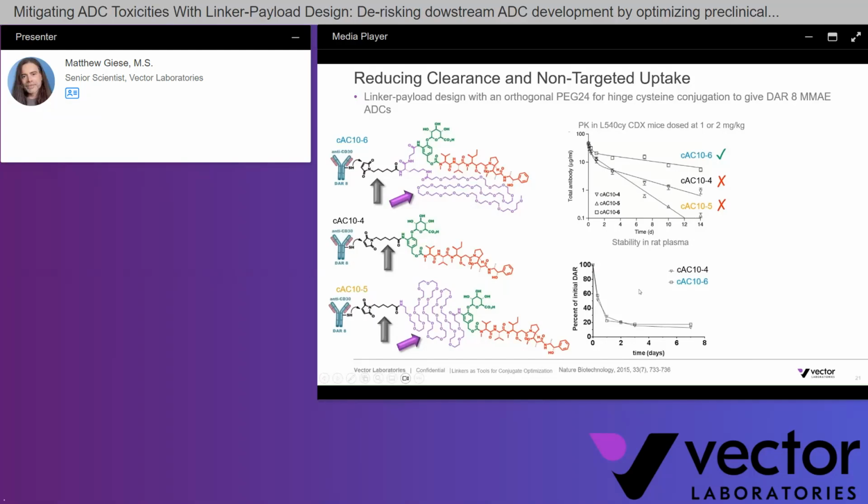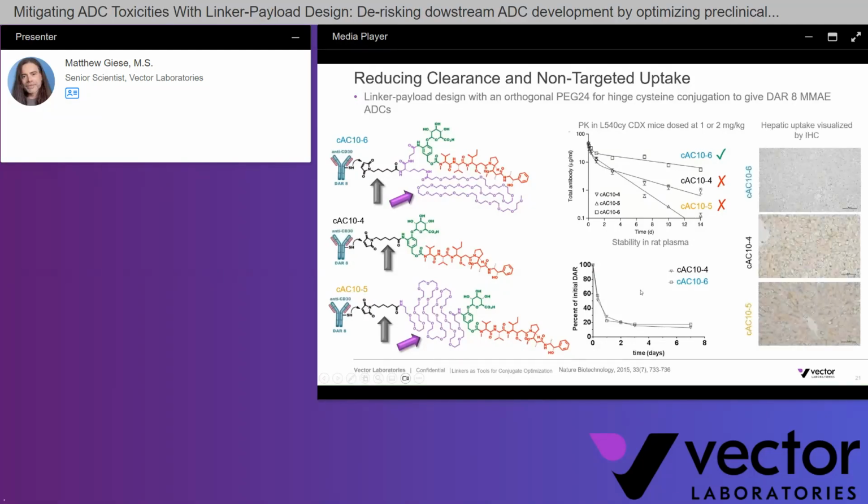the difference here. However, when Sprague-Dawley rats were administered a 6 mpk dose, IHC revealed significant differences in hepatic uptake. And the faster clearing ADC showed the darkest staining, while the slowest clearing ADC showed little to no staining. So this example demonstrates that this orthogonal PEG modifier can reduce that accelerated nonspecific clearance and reduce nonspecific uptake by the kidneys, by the liver, I'm sorry.